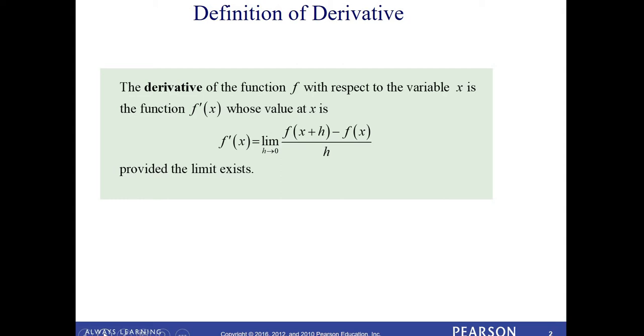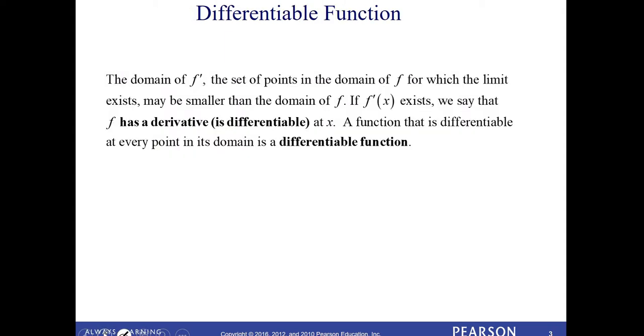The derivative of a function f with respect to the variable x is the function f prime of x whose value at x is, and there's our definition, f prime of x equals the limit as h approaches 0 of f of x plus h minus f of x over h, provided the limit exists. So we've used this before. We're going to take a look at it real quickly here.